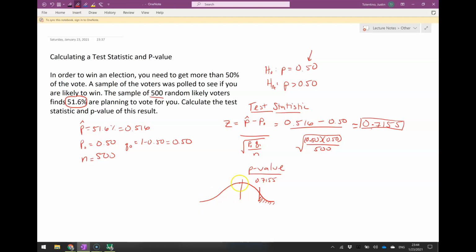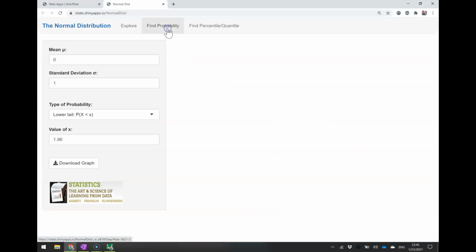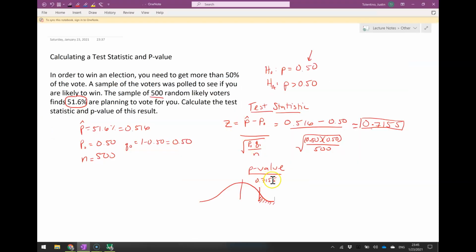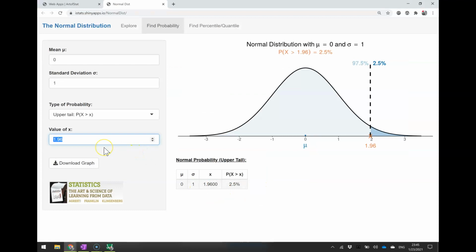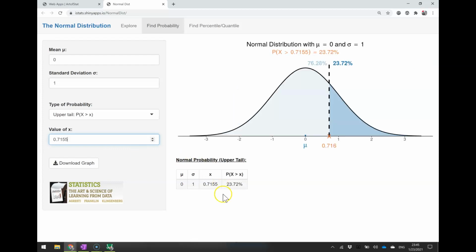As we know this is a normal distribution, we'll just use a normal distribution calculator. So we can go into Art of Stat, select our normal distribution. We are looking at a z-score and we're trying to find a probability. Since it's a z-score, we are going to keep it at the mean of 0 and a standard deviation of 1. And as you saw, we shaded in the right side, the upper tail, and we want it to be greater than 0.7155. And this would give us our probability of 23.72%. The area above is 0.2372.